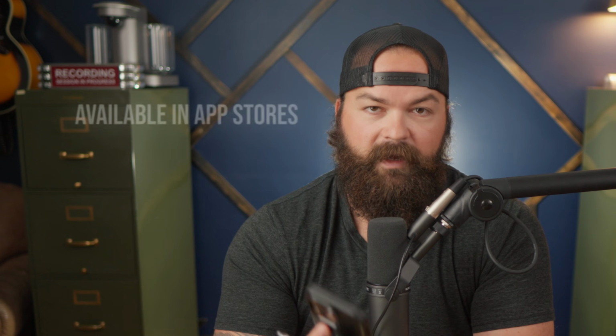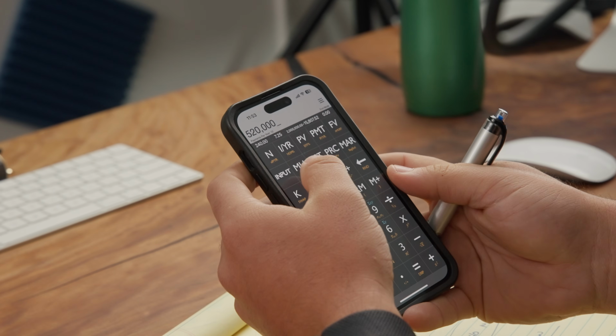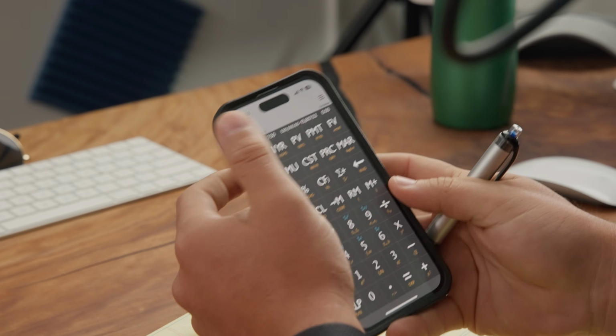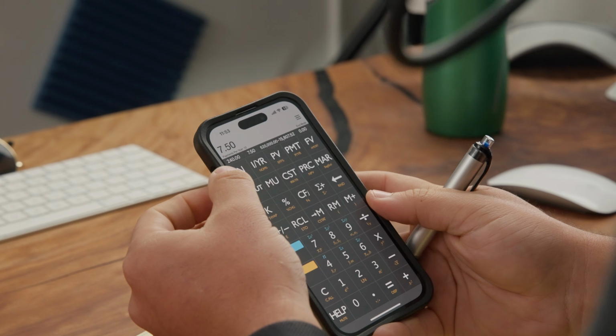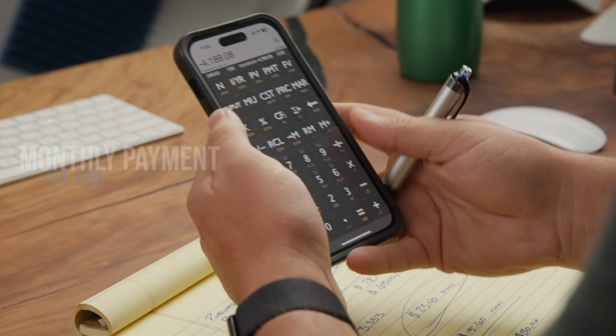I come over here to my 10B2 calculator. So let's assume that our mortgage balance is $520,000. Put that in the principal value. Our interest rate is going to be 7.5%. We've got 240 months as the amortization schedule. That is 20 years. Our payment comes out to be $4,100 a month.